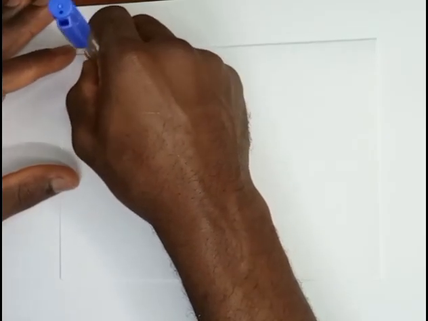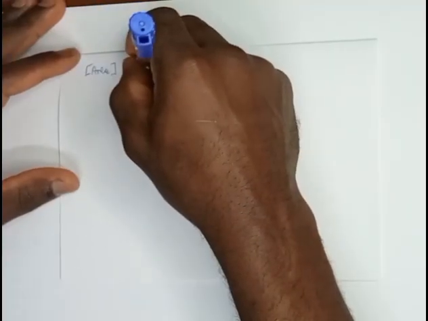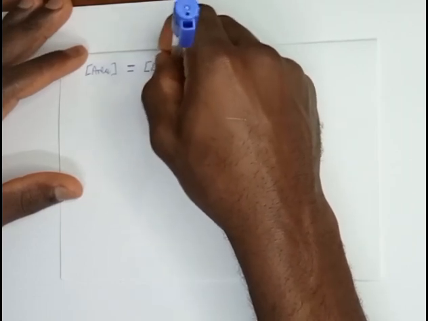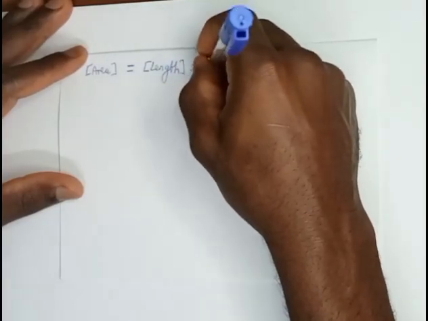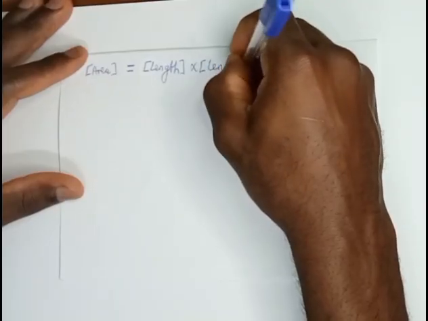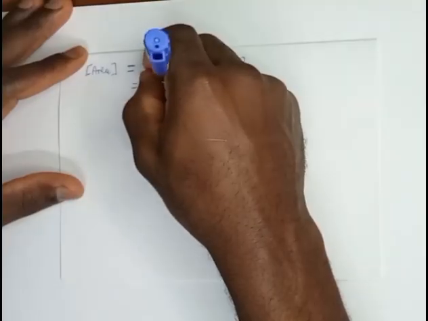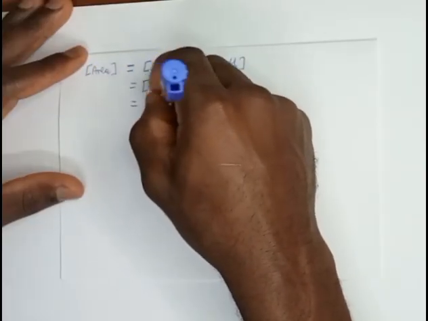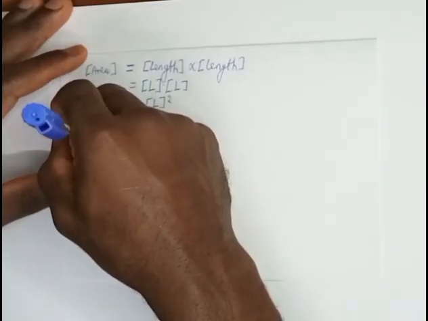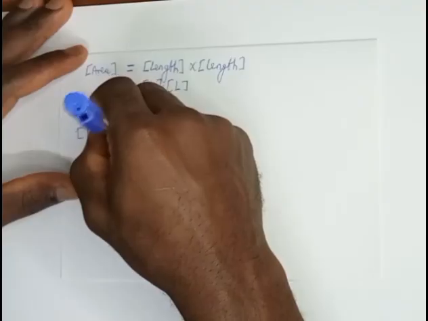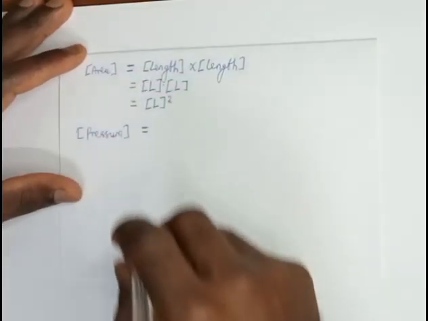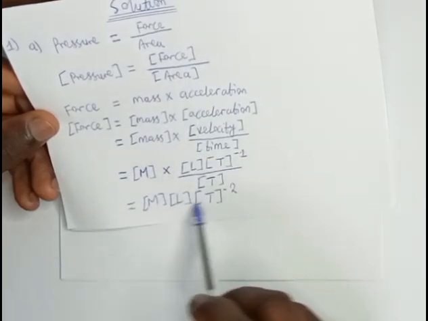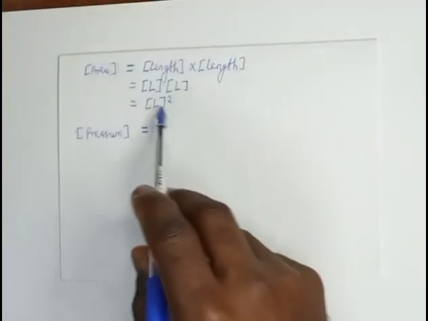Dimension of area is simply equal to, we take dimension of length times the dimension of length. So this will be equal to L times L, which is simply equal to L to the power 2. So this will give us the dimension of pressure to be equal to, we insert the dimension of force, which is this, then we divide by the dimension of area, which is this.